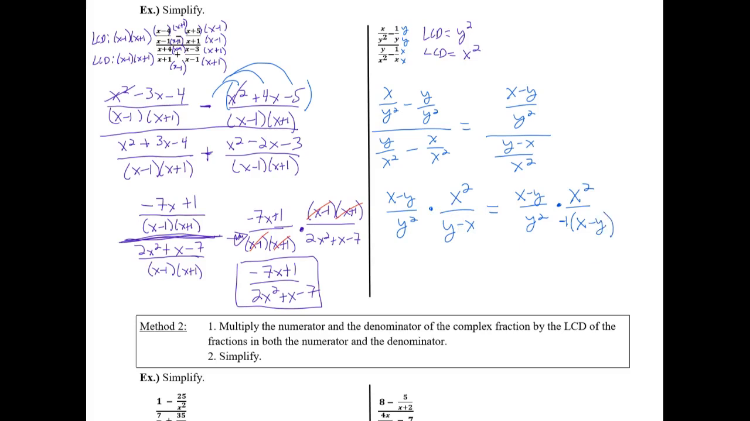Divide out negative 1. Then I have x minus y divided by x minus y, and I'm left with x squared over y squared, and I have this negative 1, so a positive number divided by a negative number. Overall, there's only one negative, it will end up negative. You could leave it in the denominator, leave it out front, or put it in the numerator. You're going to end up with the same thing.